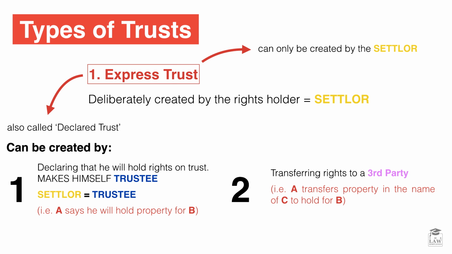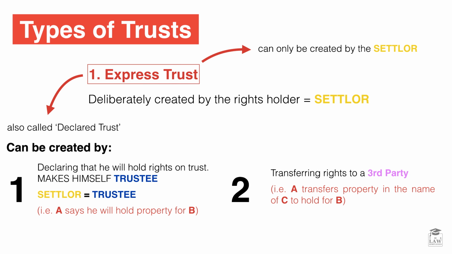These are deliberately created by the rights holder, or more commonly known as the settlor, as we discussed earlier as well. Now note that an express trust is a type of trust that can only be created by the settlor, the person who is the rights holder. This is also considered or known as a declared trust. Now, an express trust can be created in one of two ways.